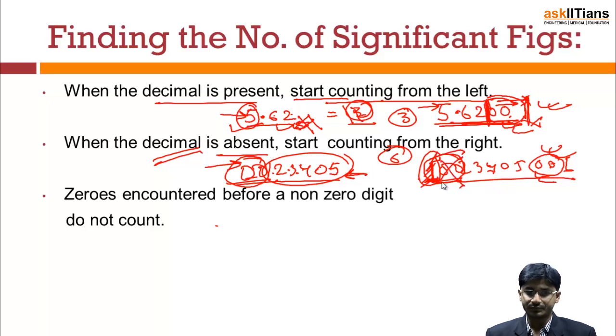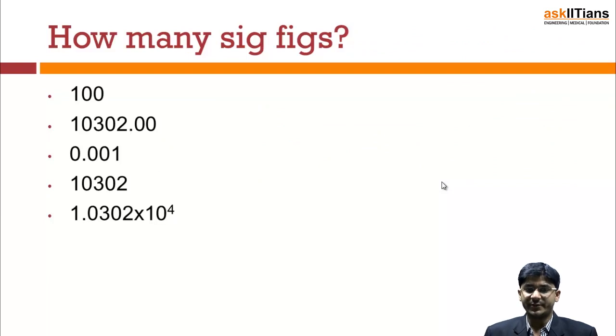Okay. Now how many significant figures are here? In 100, if you can see, there are 3 significant figures. We can straight away tell there are 3. Now this is 10302.00. Now will you count it or not? Since we have to calculate this from left, 1, 2, 3, 4, 5, we don't have to count the trailing zeros because there is no non-zero digit here. So this is actually 5.